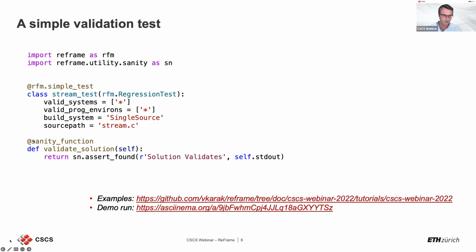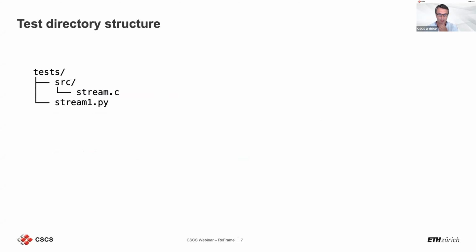So I've made an error in copy paste. This should be indented one level to the right because that's a method of the test, but that's my fault. So that's how a single test looks.